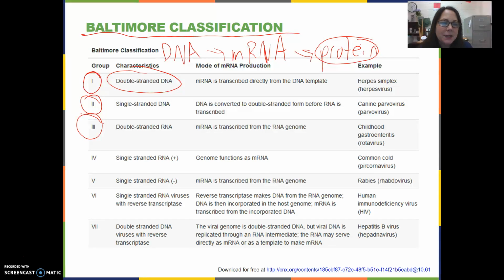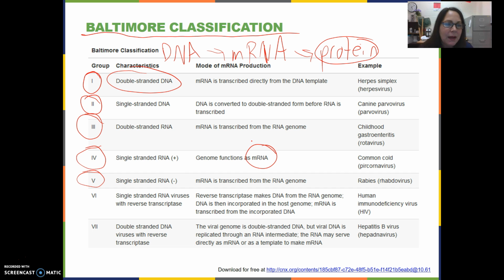So childhood gastroenteritis is an example of that, and that's a stomach and intestinal type problem, also called rotavirus. Class 4 and 5 are single-stranded RNA viruses, but class 4 is a single-stranded RNA positive virus. And in that case, the single-stranded RNA is the messenger RNA. So there is no transcription in class 4 viruses. The common cold is a class 4 virus.